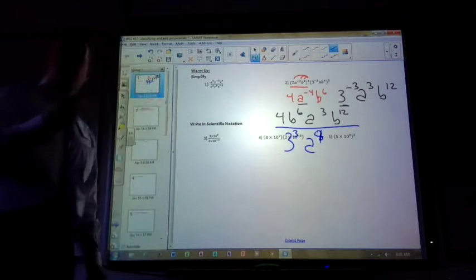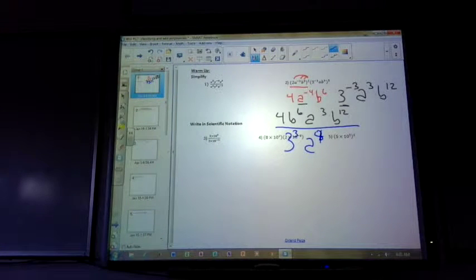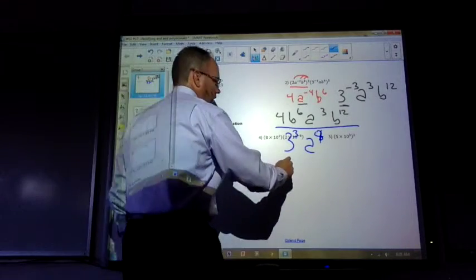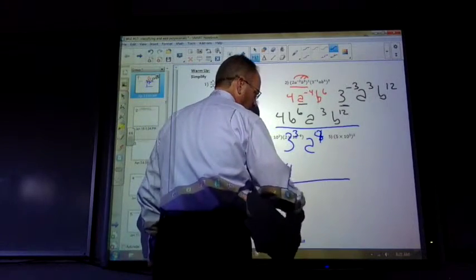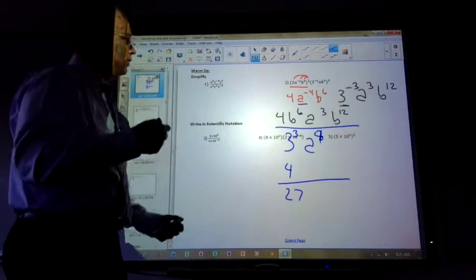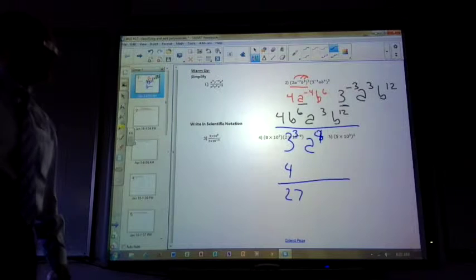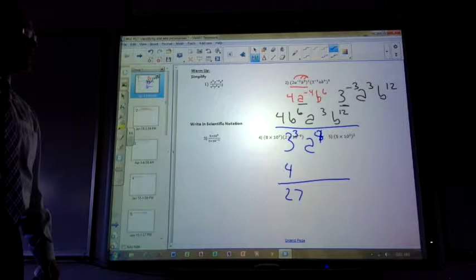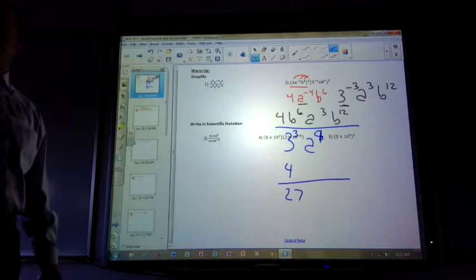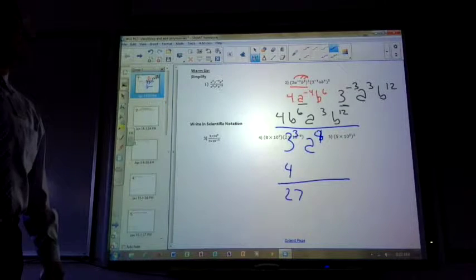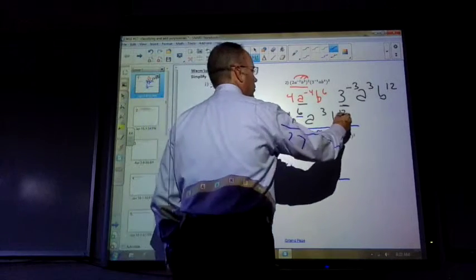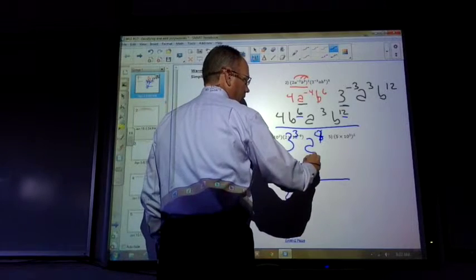All right. 3 to the 3rd is 3 times 3 times 3. 3 times 3 would be 9. 9 times 3 would be 27. Good. All right, so I think I can start combining things. So I'm going to get 4 over 27. That will not reduce because 4 doesn't go into 27. There's no numbers that do. How many B's do I got on top? 18. Why 18? Yeah, I have this one and this one, so I have b to the 18.